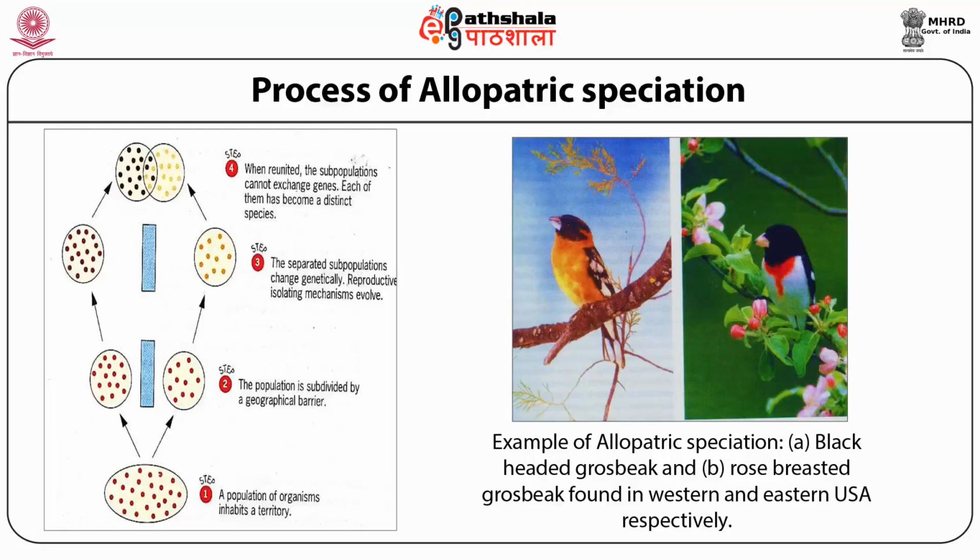In step 3, the separated subpopulations change genetically, usually because of the role of drift over these populations. The drift has an enormous effect because the size of the populations has also been reduced because of their subdivision. When these populations reunite, the subpopulations cannot exchange genes because they have become so genetically distinctive from each other.